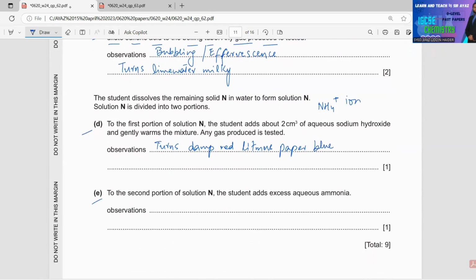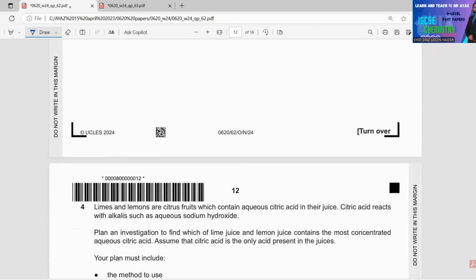Part E. To the second portion of solution N, the student adds excess aqueous ammonia. Definitely it won't have any effect, so you will write no change. So there's already ammonium ion. So ammonia does nothing with this ammonium ion.